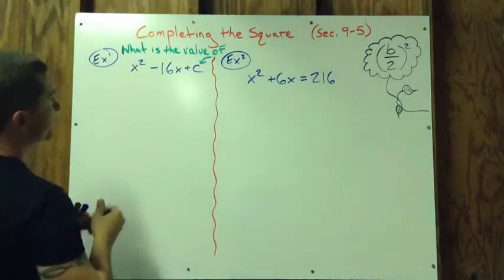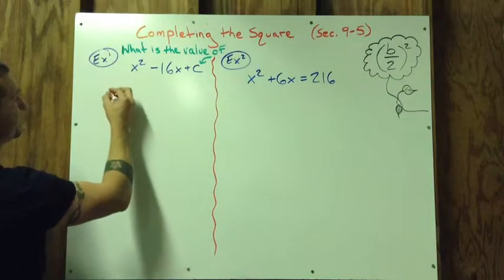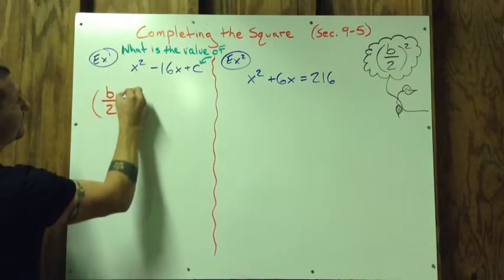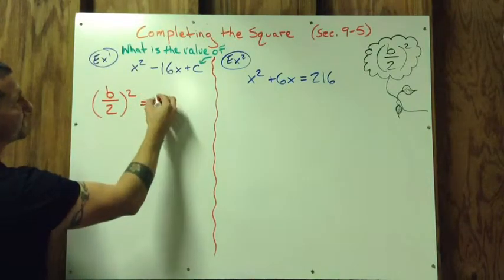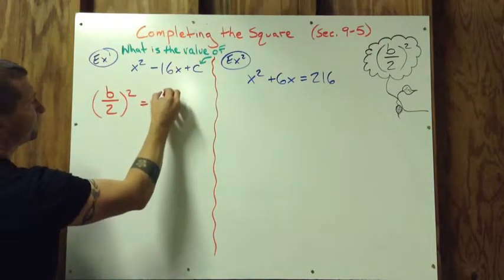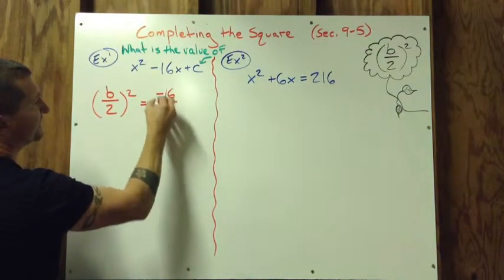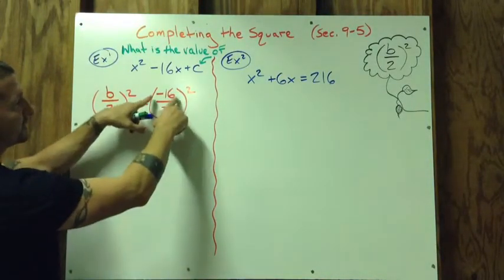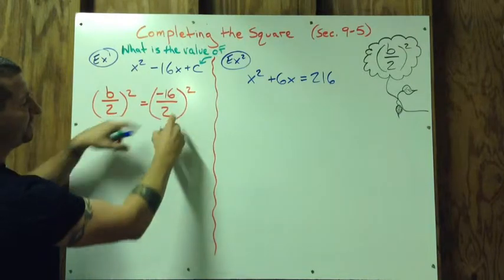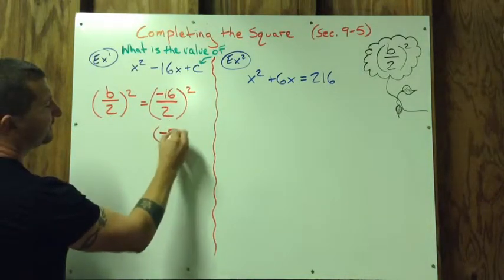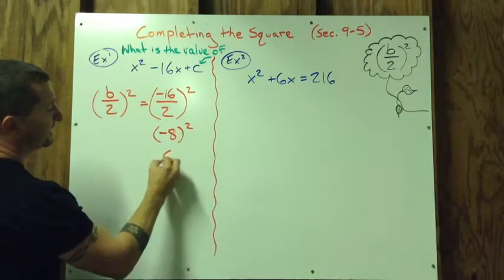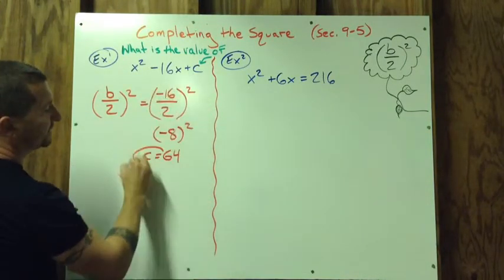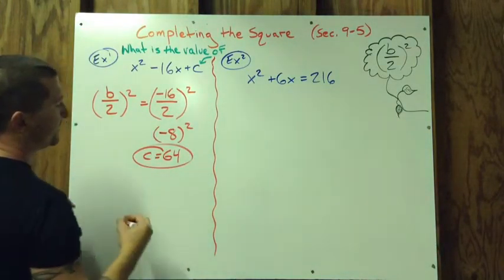So our b value in this case, if we say b divided by 2 squared, our b value is negative 16. We're going to divide that by 2, and we're going to square that value. So negative 16 divided by 2 is negative 8, squared is 64. So c, in this case, equals 64. Now let me show you what that means.